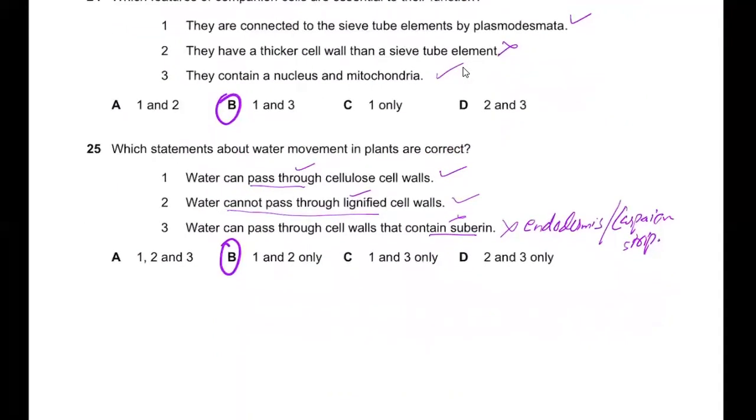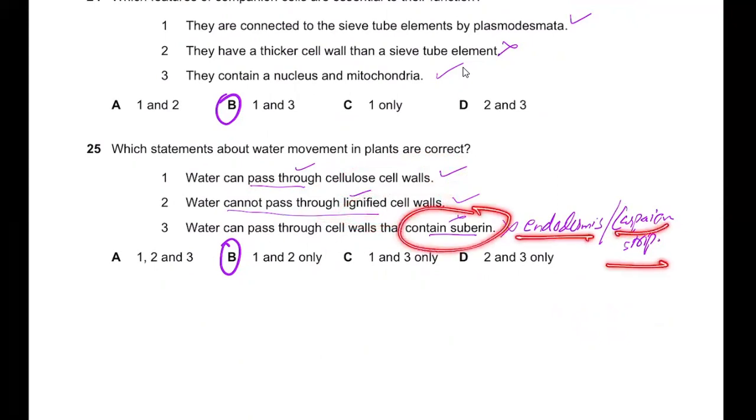Which statements about water movement in plants are correct? Water can pass through the cellulose cell wall. Yes, it can because the cellulose cell wall is completely permeable. Water cannot pass through lignified cell wall. Yes, because lignified is impermeable. Water can pass through cell walls that contain suberin.